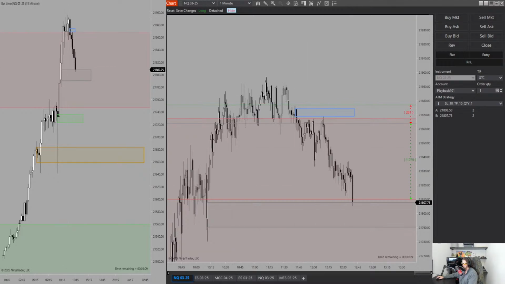Alright, so then that was a 30-minute trade during lunchtime. Ordered limit out, exit price 21810. Good RR trade there.